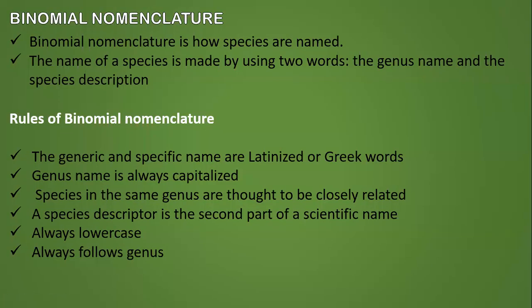Yes. Next, we have to discuss binomial nomenclature, which everybody knows about, right? So who proposed the binomial nomenclature? Binomial nomenclature was proposed by Carl Linnaeus, and binomial nomenclature is how a species or a particular organism is named. Clear, everybody?